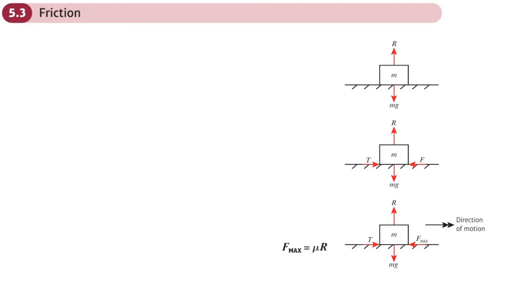This is the last section on chapter 5, which is to do with forces and friction, and this section is actually on friction. Remember year 12, where we did friction? So in year 12, friction was constant. It was given as a fixed value.